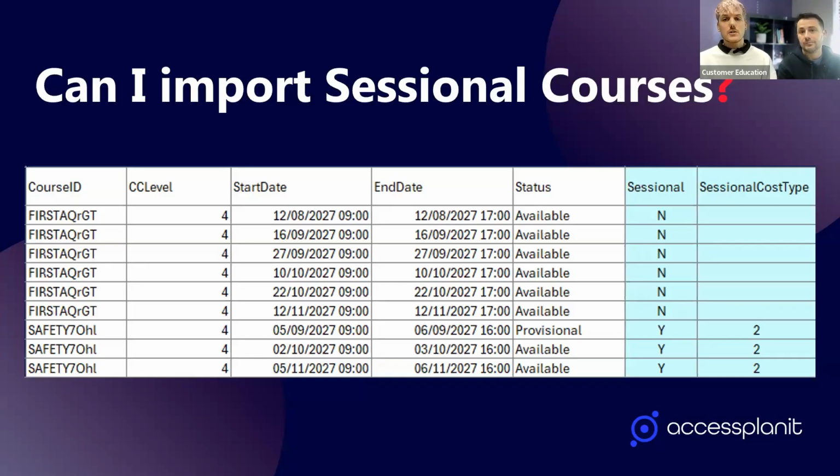You can define the sessional cost type for these as well. So, for example, 2 is course cost, and number 1 is sum of sessions. So you can do that individually.